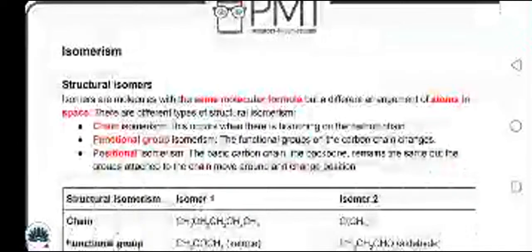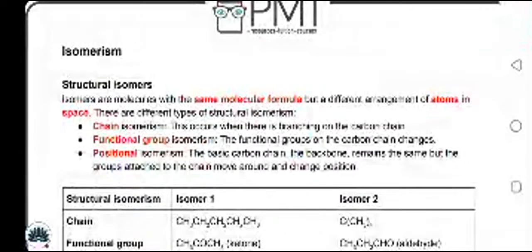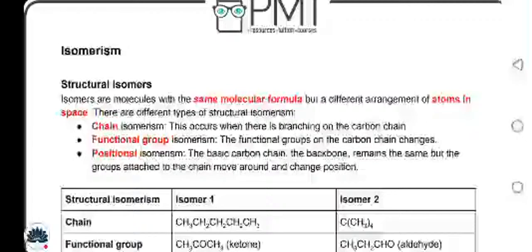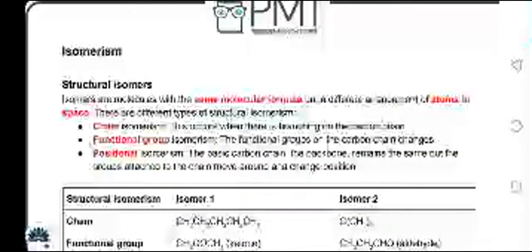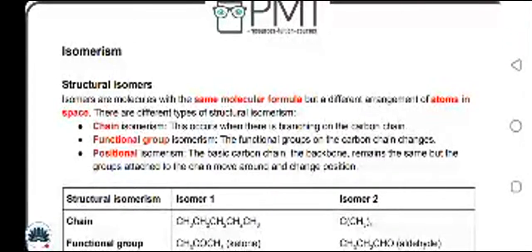Isomerism. What is isomerism? Structural isomers. Isomers are molecules with the same molecular formula but a different arrangement of atoms in space. There are different types of structural isomerism. Chain isomerism occurs when there is branching on the carbon chain. Functional group isomerism: the functional groups on the carbon chain change. Positional isomerism: the basic carbon chain, the backbone, remains the same, but the groups attached to the chain move around and change position. Here the atoms are changing, but the molecular formula will remain the same.